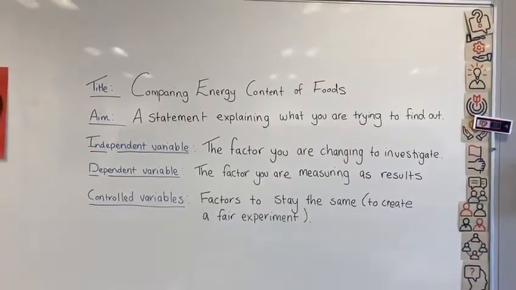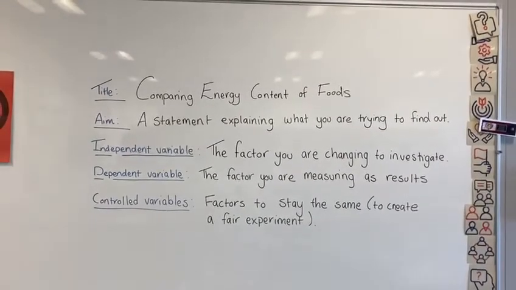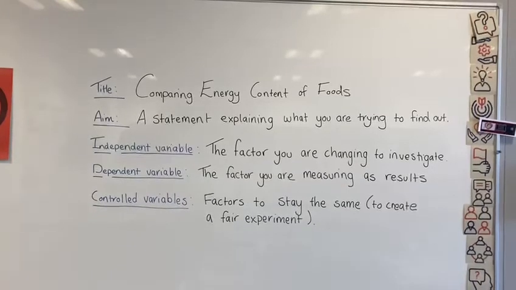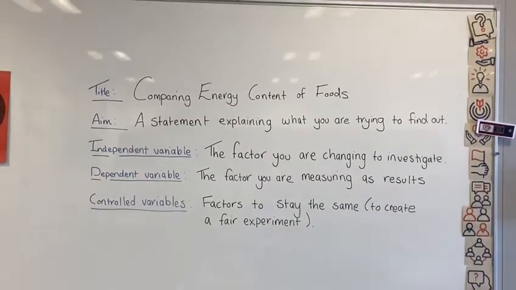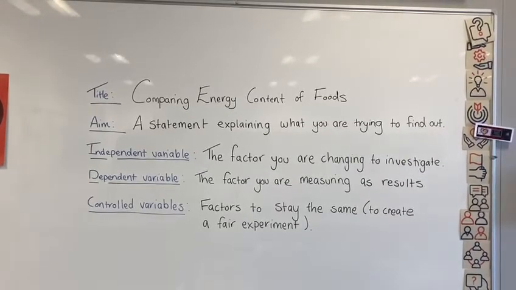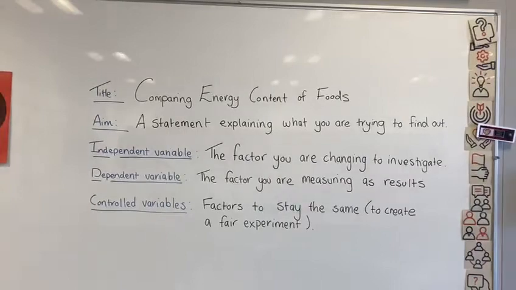The controlled variables are going to include the length of time that the food is burned for, the room temperature at which the food is being burned, the volume of water added to a boiling tube, and the starting temperature of water at the beginning of each experiment.